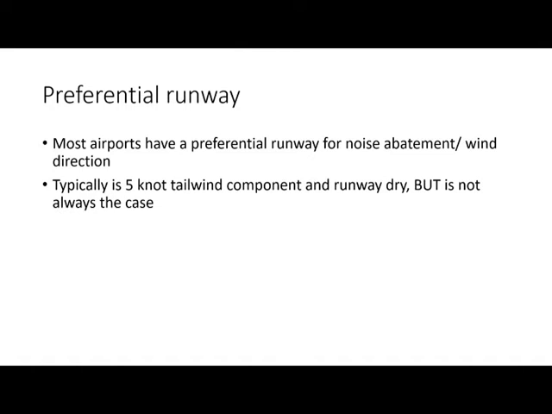In most airports, the condition for the preferential runway is a tailwind component of less than 5 knots, and the runway being dry. However, this isn't always the case. At Liverpool, for example, it's got to be less than 10 knots of tailwind component, because they've got a big city nearby and they don't really want to annoy the neighbours. But the runway always has to be dry in near enough 99% of cases.